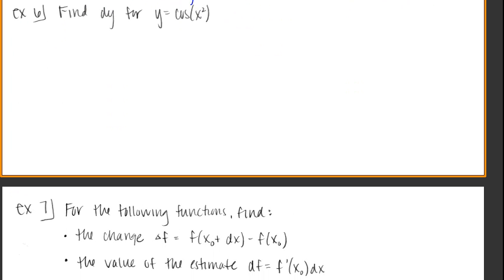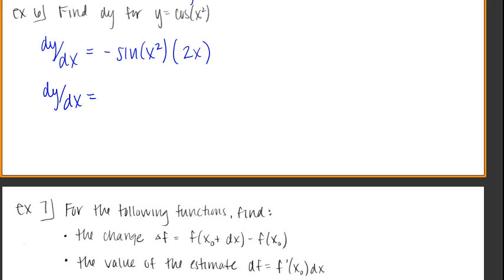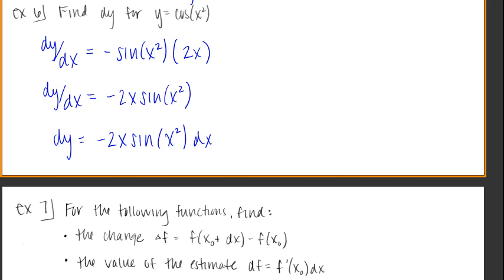Going to example 6. We're going to find the same thing for cosine x squared. So dy/dx: let's take the derivative of cosine x squared. The derivative of cosine is negative sine x squared times the derivative of our angle, which is 2x. So dy/dx is equal to negative 2x sine of x squared. And then to get dy by itself, that'll be negative 2x sine of x squared dx. So not too hard of one. It's a good one to wrap that little group up with.